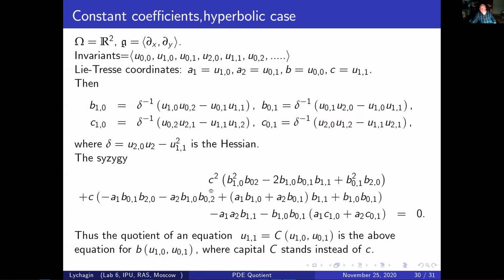Yeah, and so this is the syzygies for this case, and you can use this equation just to get quotients of equations of this form. So if you take an equation of this form, U11, then for the quotient equation you should put this capital C instead of this small c in the formula. And this will be just the equation for the quotient equation.